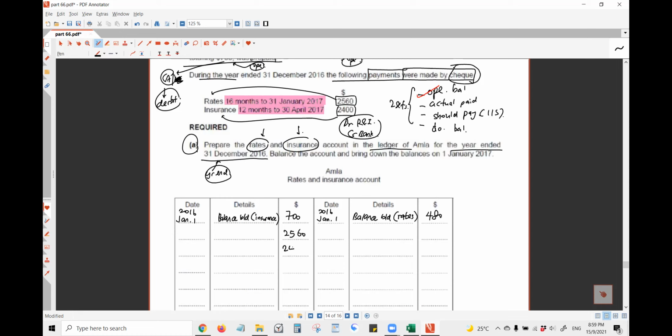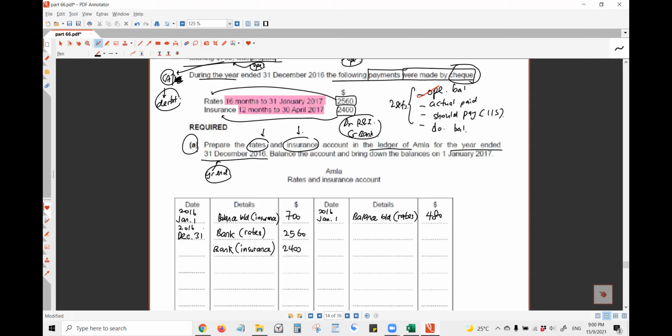2560, 2400. Here you write bank. Details: always write the name of the other account. You also have to make an indication here whether this is about rates or insurance. The date you use is the year end. You don't have any other dates here. Use the year end, because that's the last possible day to make payment.